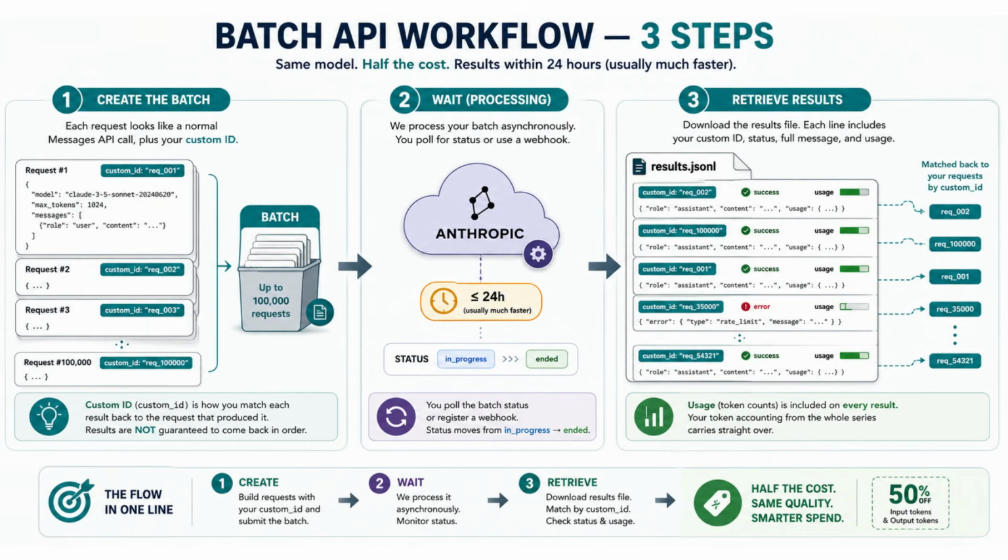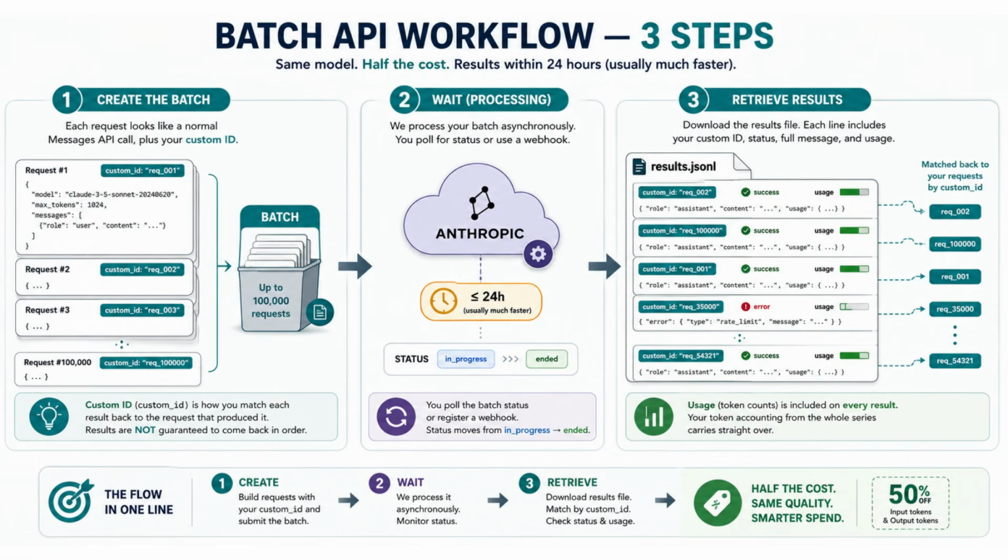Let's walk the workflow. 3 steps. Step 1. Create the batch. Each request in the batch looks exactly like a normal Messages API call. Model, max tokens, messages, wrapped with one extra field, a custom ID. That custom ID is yours. You choose it, and it's how you match each result back to the request that produced it, because results are not guaranteed to come back in order.